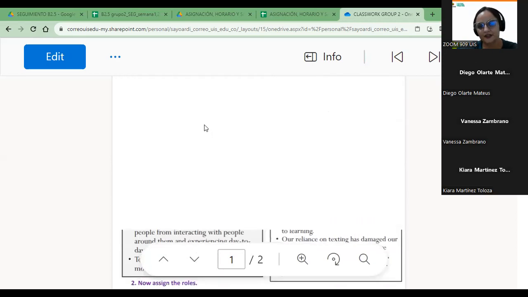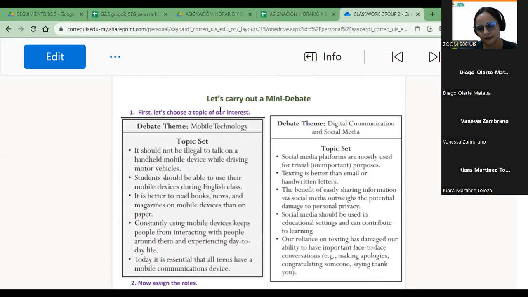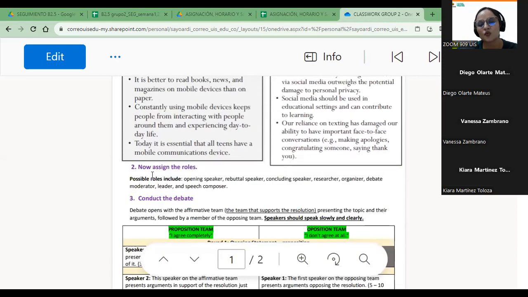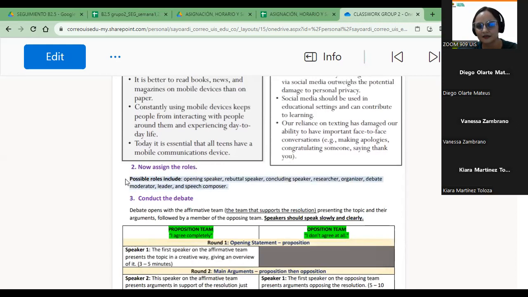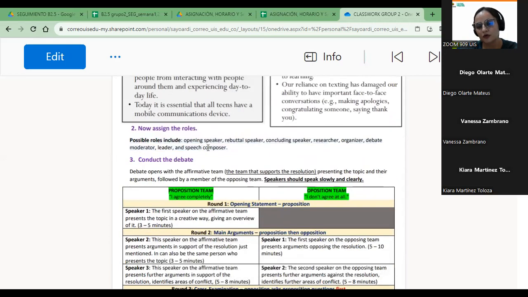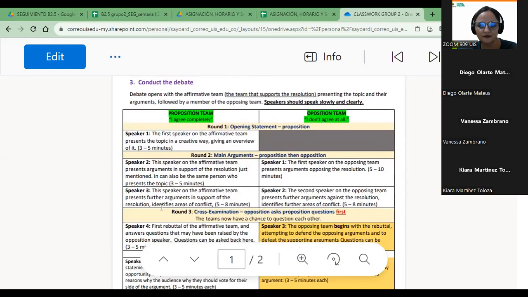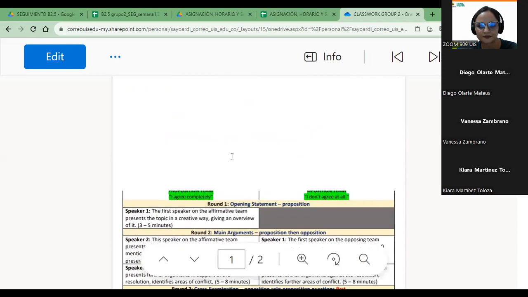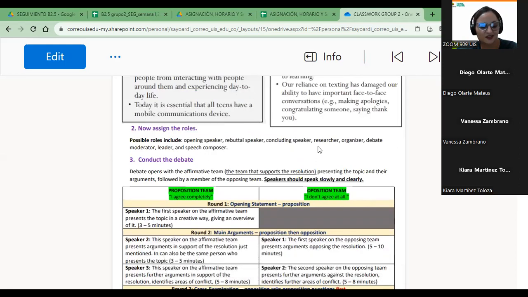Okay, first, we select or choose the topic. Done. Second, we assign the roles. This is not very specific, but you can use them in this chart. Possible roles include opening speaker, the one who presents the topic. Rebuttal speakers are here when you have to refute. Concluding speaker, the one who presents the conclusion or just the last part.